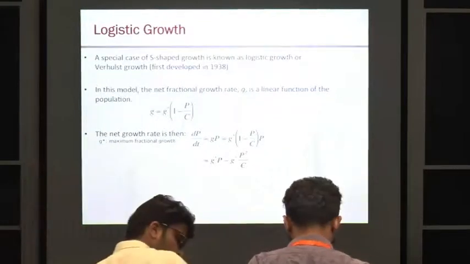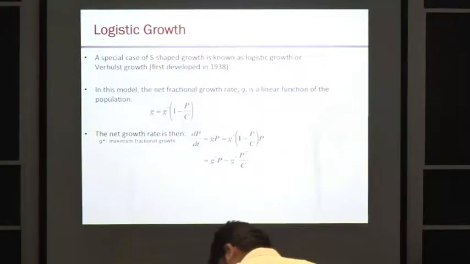So this becomes G star over this times P, and when you multiply that out, this is what you get. So dP/dt is given by this type of formulation. P is the state of our system, remember that. P is the level of the population. And in logistic growth, you have this general formulation: G star P minus G star P squared over C.